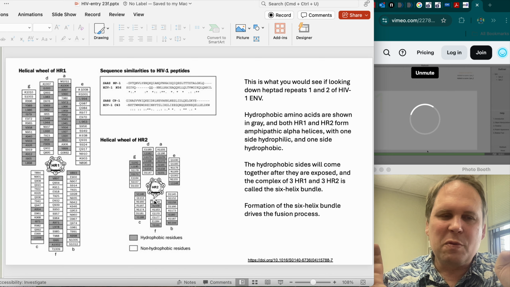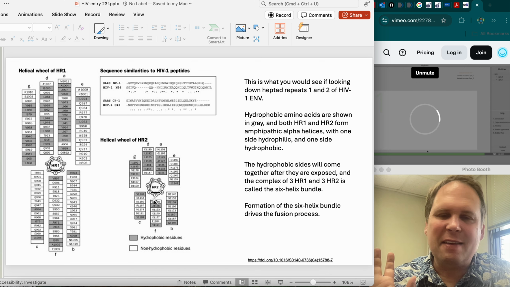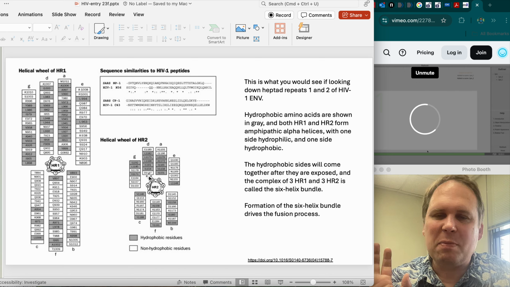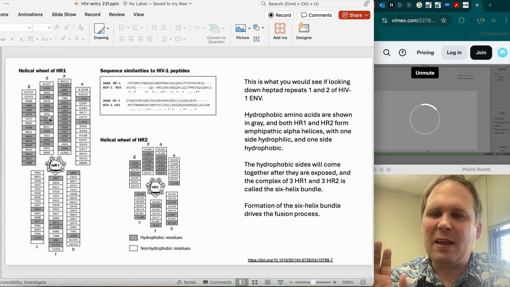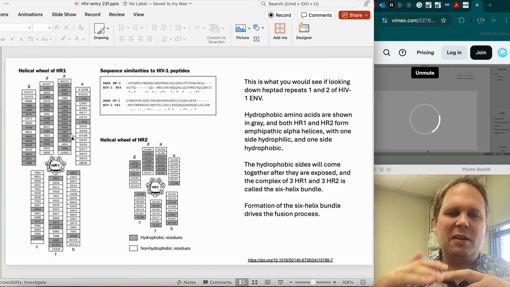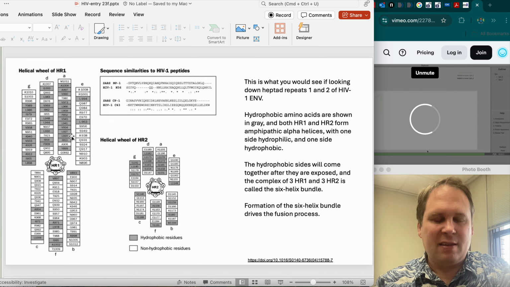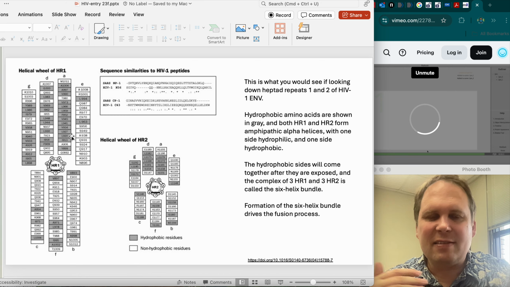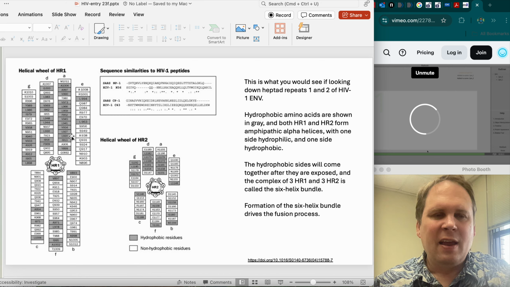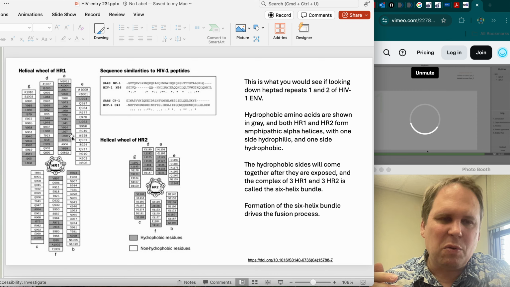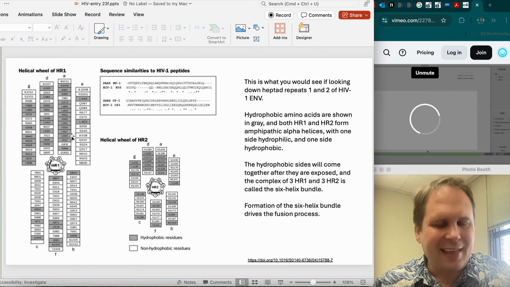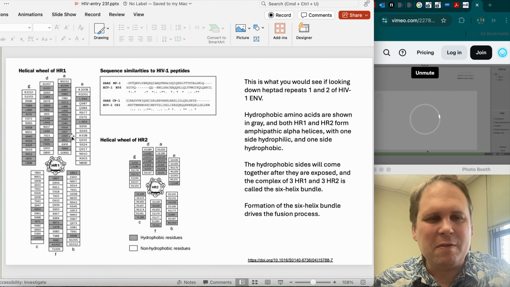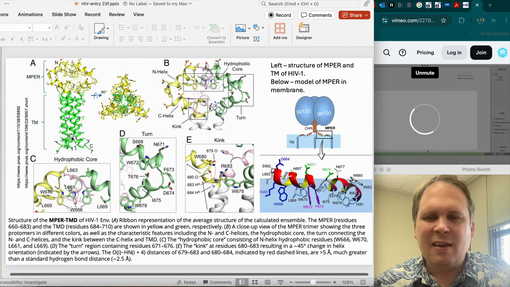There's no rules for like how big a side has to be. It could just be like one of these positions. Usually it's going to be like 2 or 3. And that's going to create a hydrophobic face. The hydrophobic face is not going to be as stable around water. So this is going to drive an interaction where the hydrophobic faces are going to stick together. And that is going to drive one of our big conformational changes.